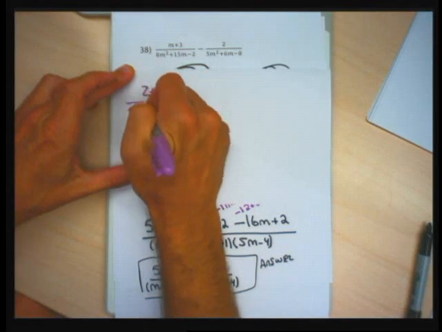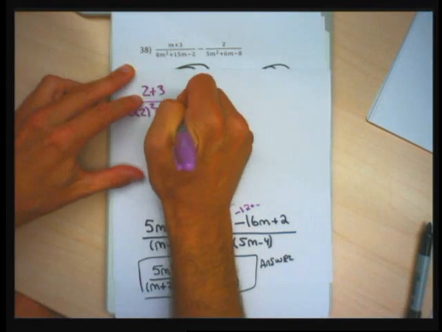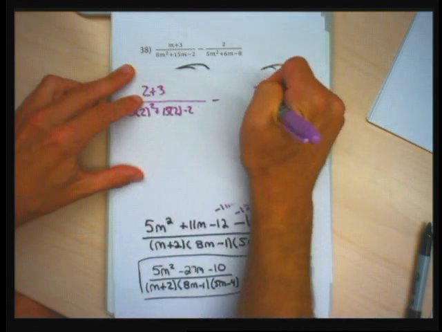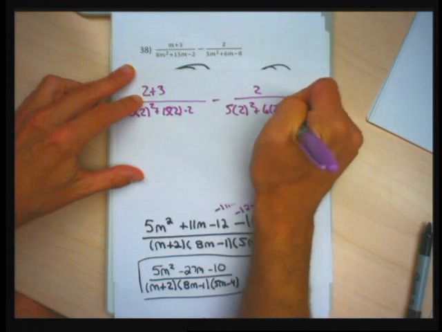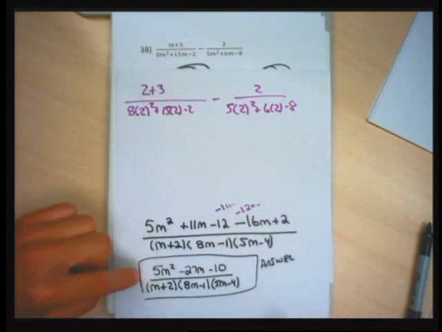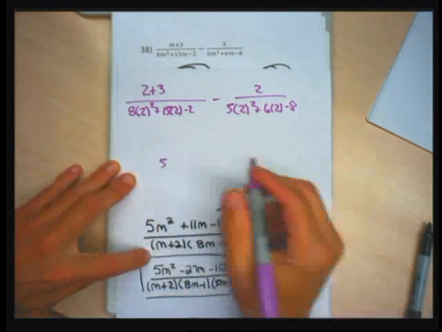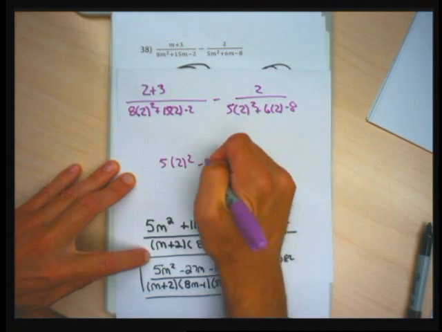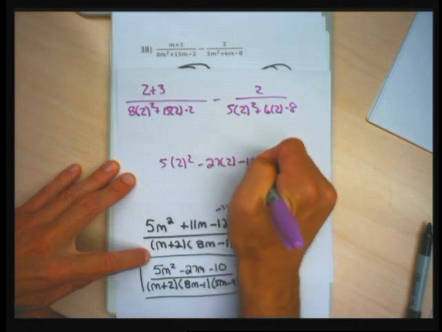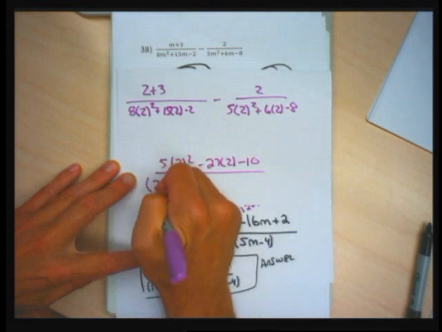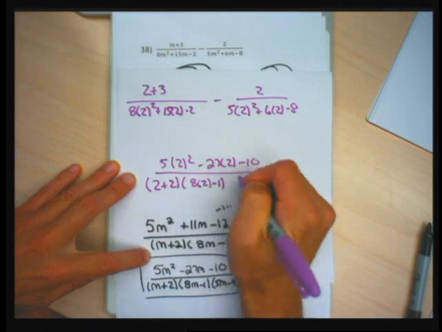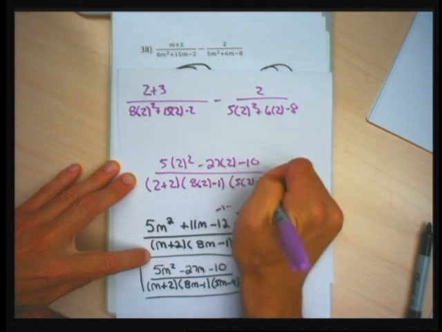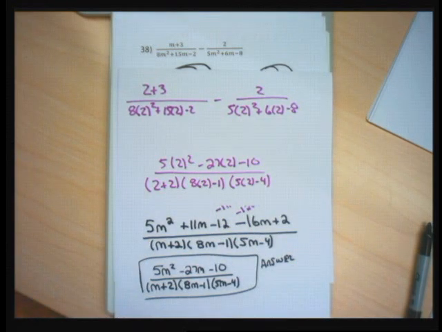8 times 2 squared plus 15 times 2 minus 2 minus 2 over 5 times 2 squared plus 6 times 2 minus 8. And for my answer, I'm going to go 5 times 2 squared minus 27 times 2 minus 10 over 2 plus 2 times 8 times 2 minus 1 and 5 times 2 minus 4. I'll do both of those on my calculator. Hopefully I get the same answer for each line.